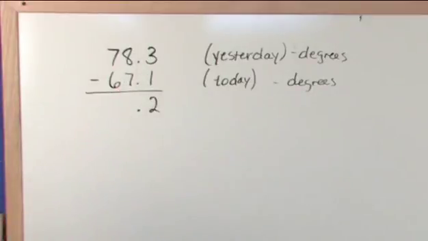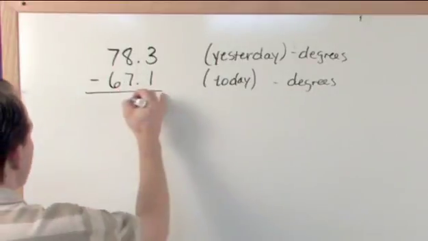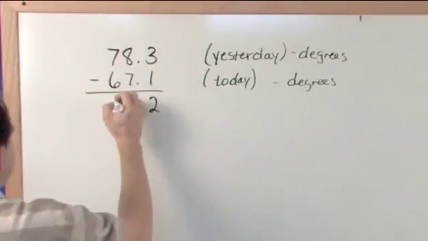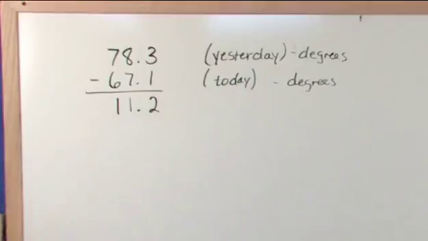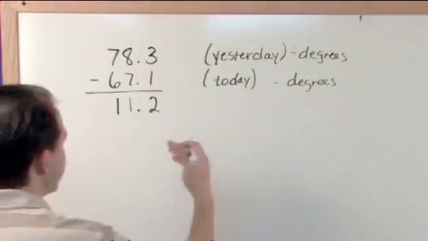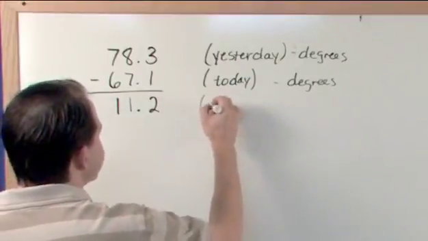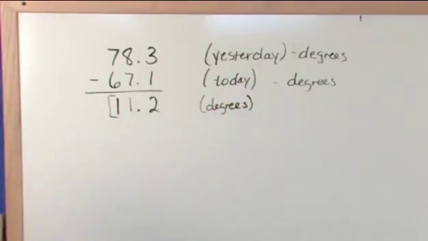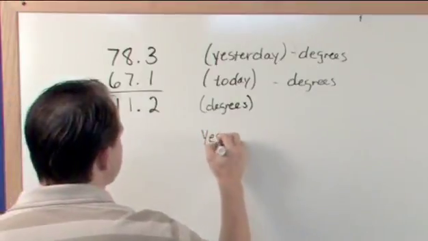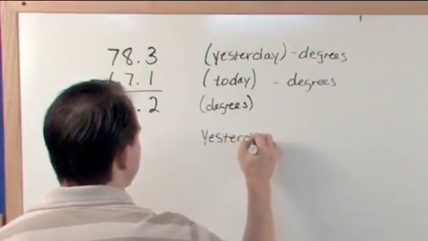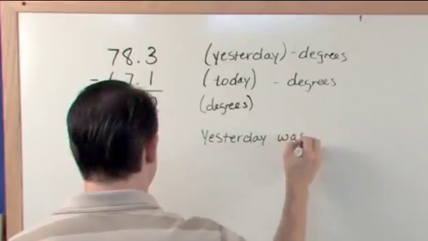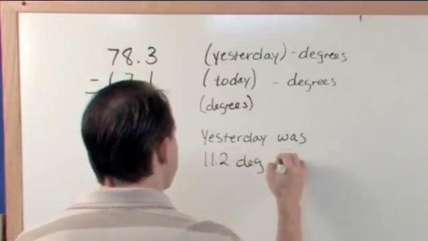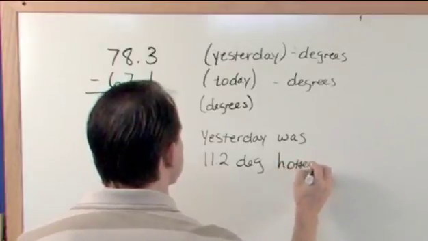8 minus 7 is 1. And 7 minus 6 is 1. So you see, the answer is 11.2, what? 11.2 degrees. Okay, so if you were going to write this down in words, you would say, yesterday was 11.2 degrees hotter than today.